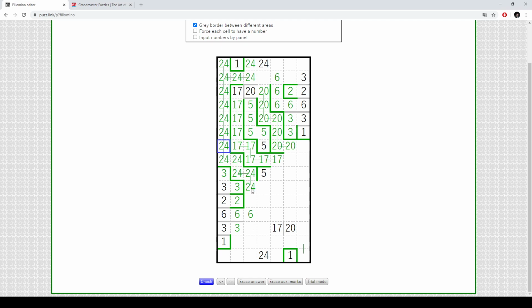Well, we can ask ourselves, where does this 24 go? So it only has 2 paths. It could go through here, or it could go around the 20. But the thing is, if it goes around the 20, it's going to cut off both the 17 and the 20, and they would never be able to connect, which means that this and this need to be 24s, which means 17 has to go up that way.